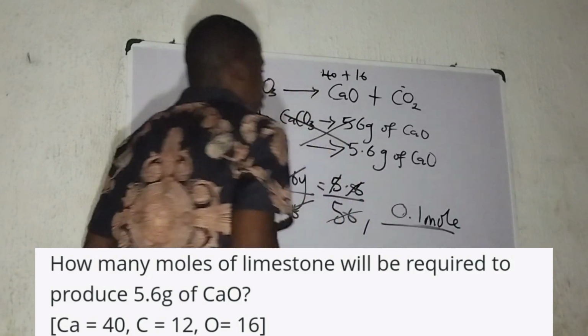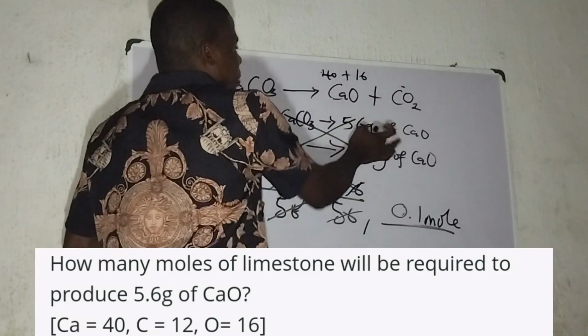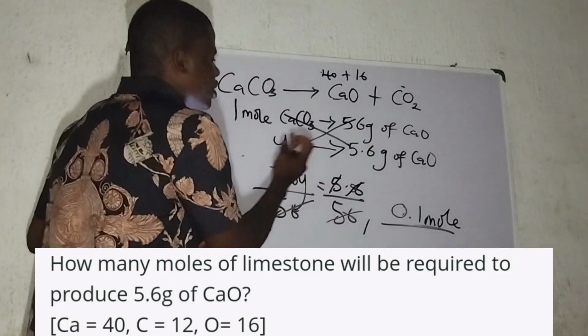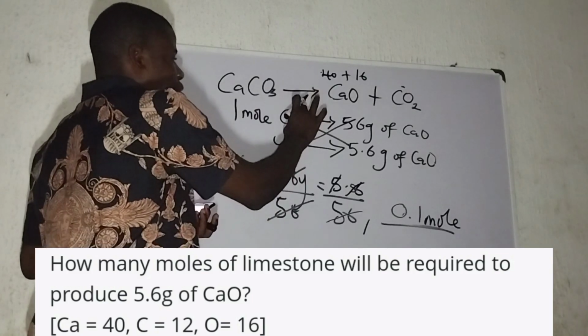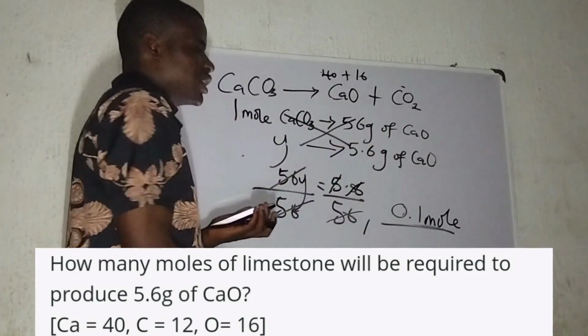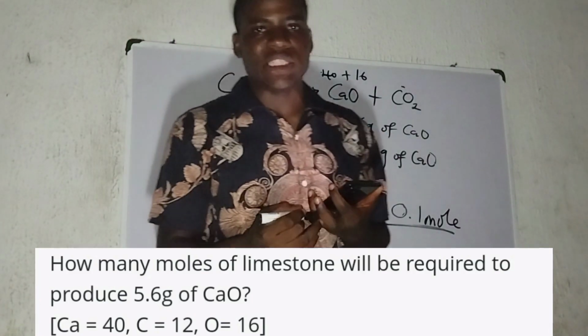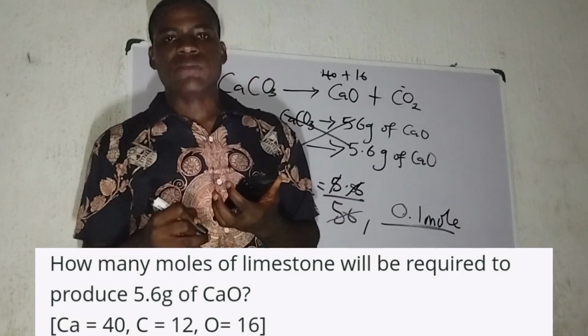0.1 mole. Now, since 1 mole forms 56 grams, it definitely makes sense that 0.1 mole of limestone will form 5.6 grams. And 0.1 is our what? Answer. I hope you learned something new.